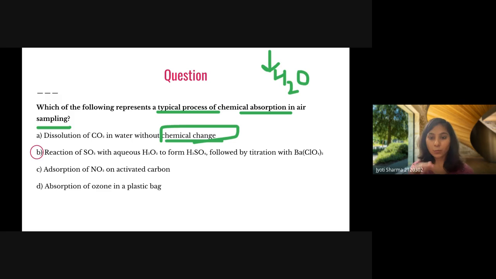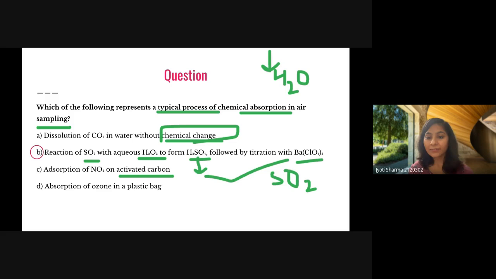Chemical absorption is when there is a reaction between the absorbent and the air. For example, SO2 will react with the hydrogen peroxide and give you sulfuric acid, and this sulfuric acid can be titrated with barium chloride, which can tell you the concentration of SO2, right? So this will come under chemical absorption.